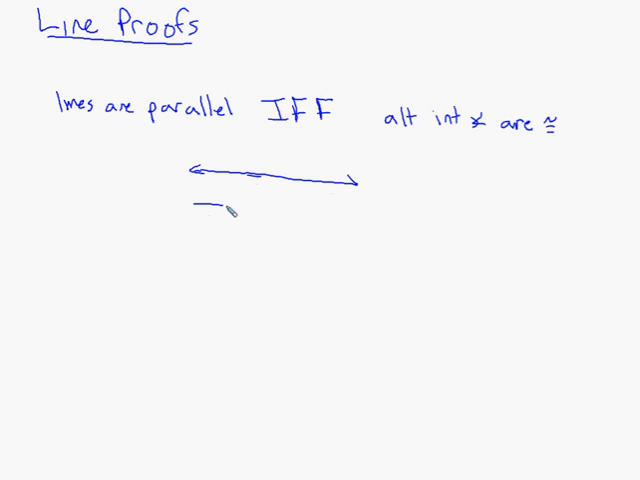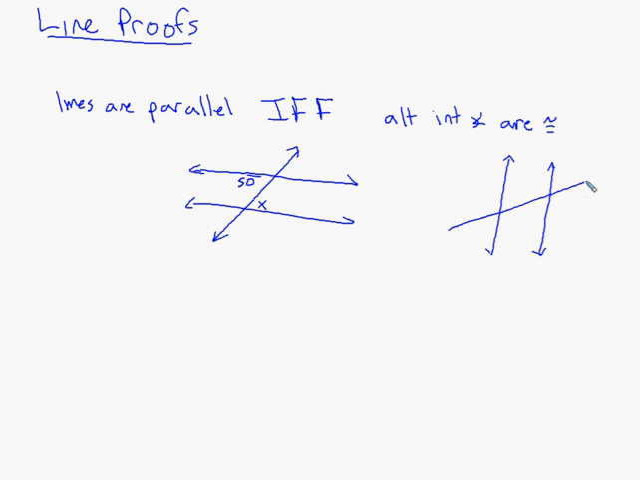Here are my lines. If they're parallel, and this angle here is 50, what is x? 50. Those are alternate interior angles. Don't fixate on one orientation. We could have multiple orientations.